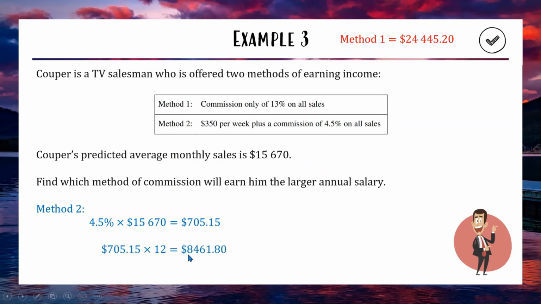So his total commission for the year will be $8,461.80. However, we're also including our $350 per week as the base retainer. Because that's weekly, we're going to multiply 350 by 52. We get an answer of $18,200. So both these figures are what Cooper is going to earn.